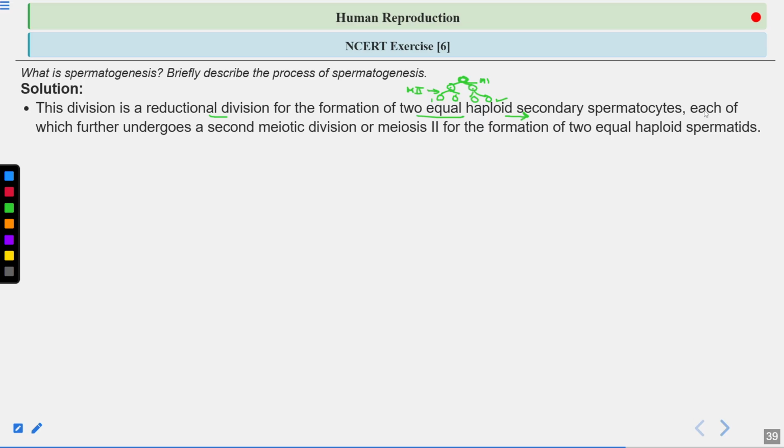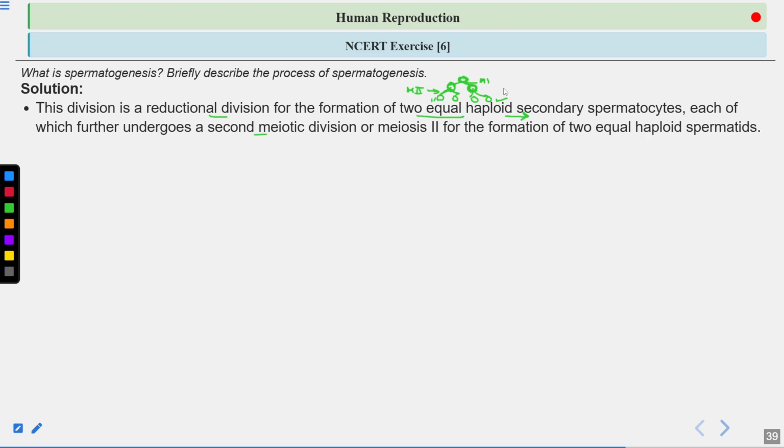Now each of the secondary spermatocytes will undergo the second meiotic division or meiosis II to form spermatids. From one secondary spermatocyte, 2 spermatids will be formed. There were 2 secondary spermatocytes, so 4 spermatids will be formed. You can also say that from one primary spermatocyte, 4 spermatids are produced. Remember, from one primary spermatocyte, 4 spermatids are produced, and from one secondary spermatocyte, 2 spermatids are produced. But there are 2 secondary spermatocytes, so in total 4 haploid spermatids are produced.